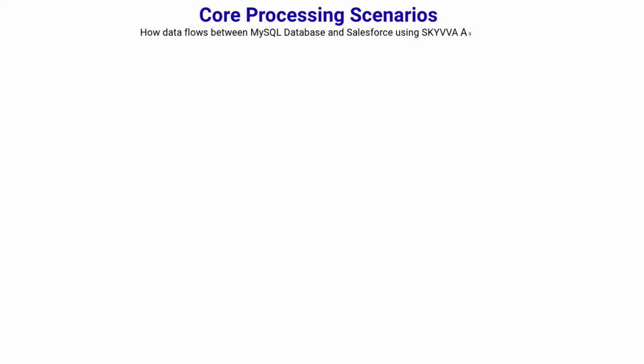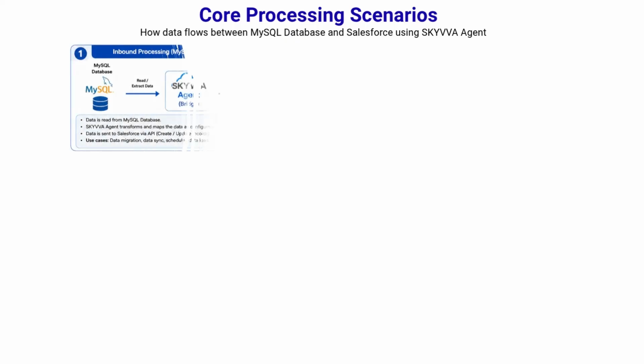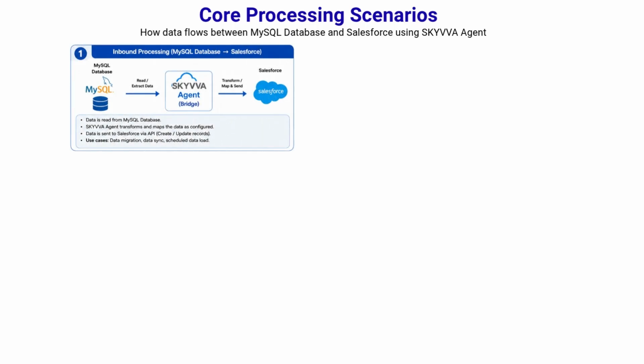Now, let's look at the core processing scenarios. This diagram illustrates the 5 main ways SKYVVA agent integrates a MySQL database with Salesforce. Depending on the business requirement, SKYVVA agent can move data into Salesforce, extract data from Salesforce, execute database logic, or synchronize changes between the two systems in real time. Scenario 1. Inbound processing, MySQL database to Salesforce.